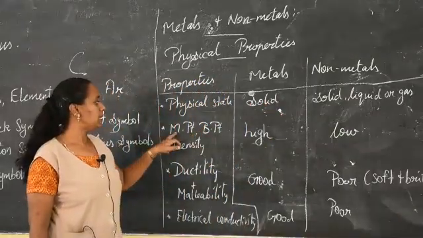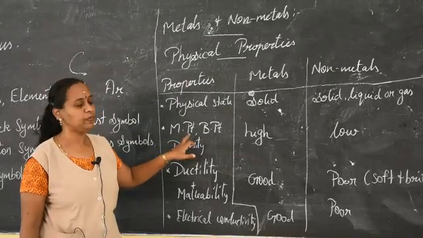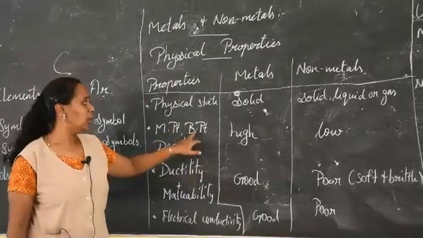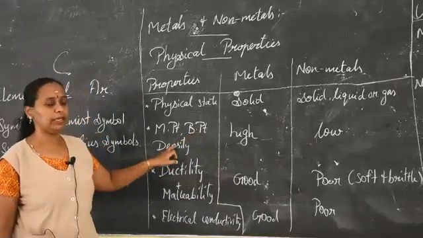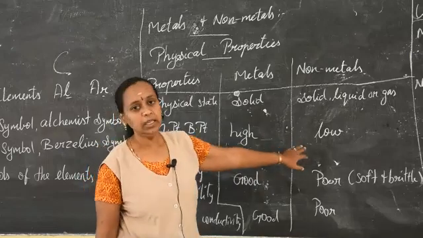The next one I have written as M.P., the short form of melting point. The melting point, boiling point and density of metals will usually be high, whereas compared to non-metals, they will usually be low.